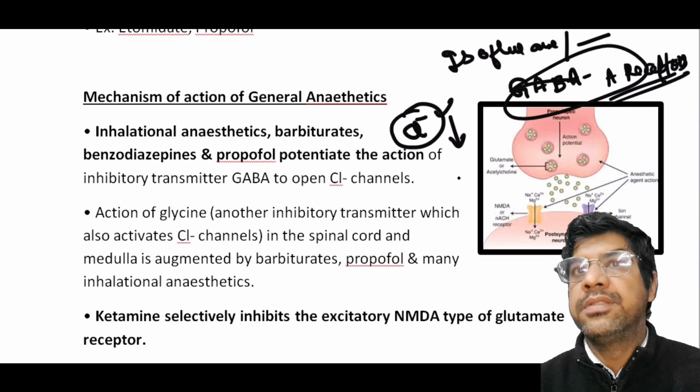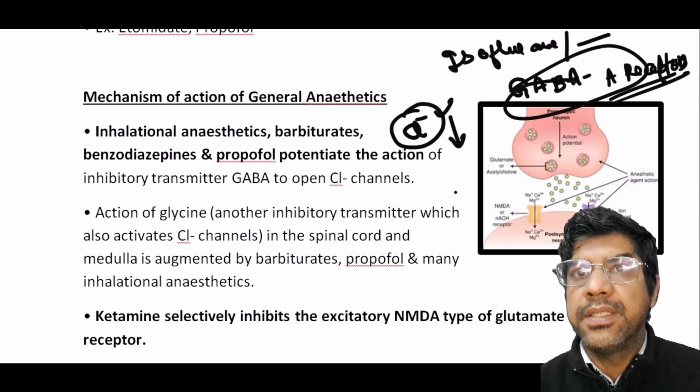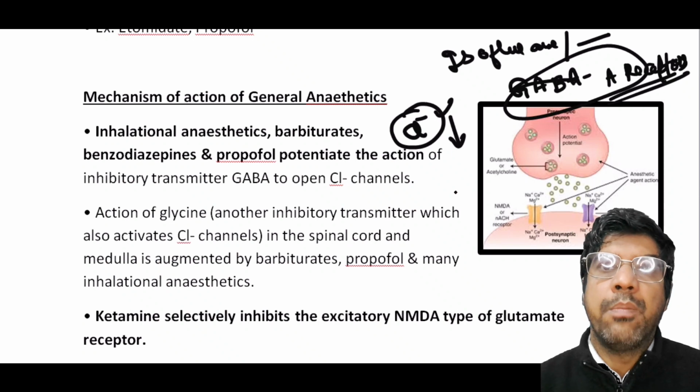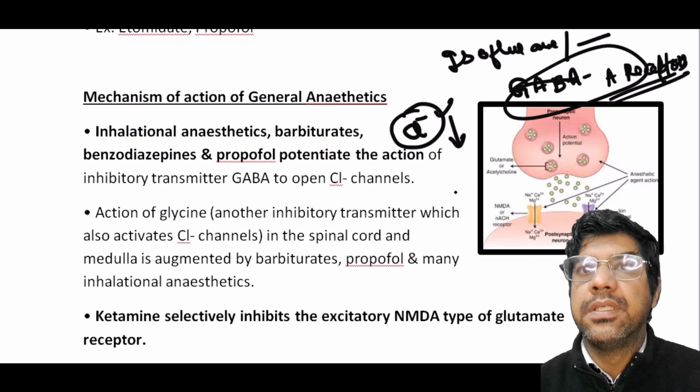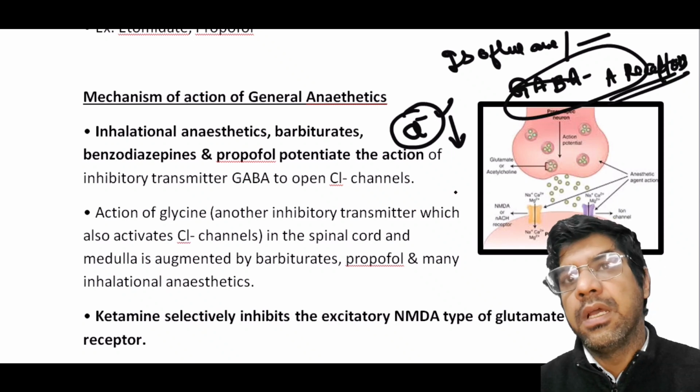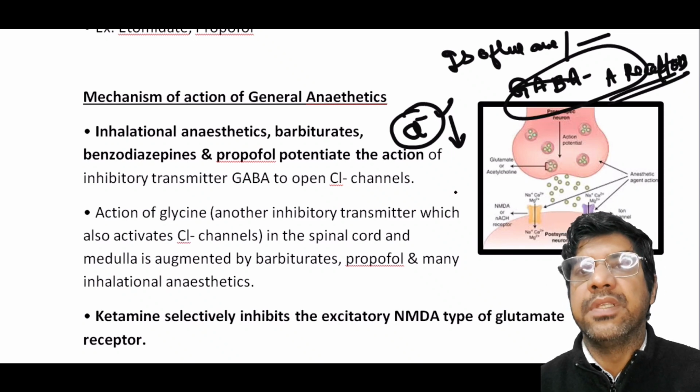The other examples are the barbiturates. They act on both GABA A and glycine receptors that would enhance the inhibitory neuroreceptors in the central nervous system.